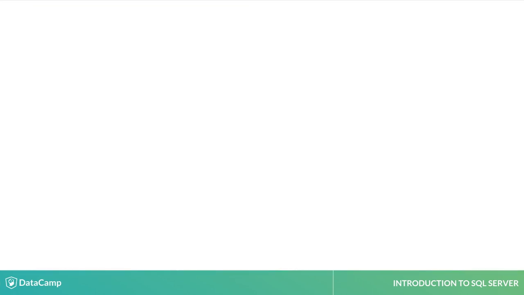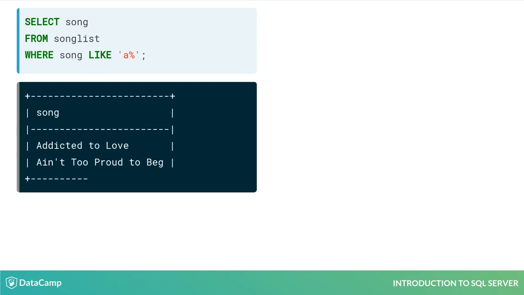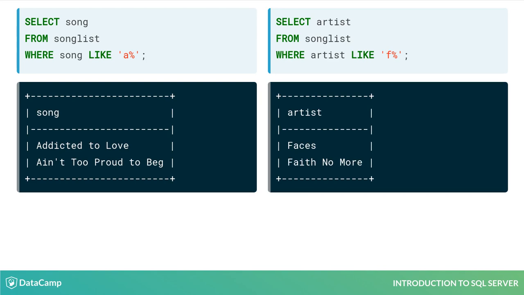You can use LIKE, along with a % sign, to perform wildcard searches on text fields. To filter songs beginning with the letter A, you would type LIKE, then an apostrophe, then the letter A, the % sign, and finally another apostrophe. Likewise, to filter for artists beginning with F, you would write the query on the top right.